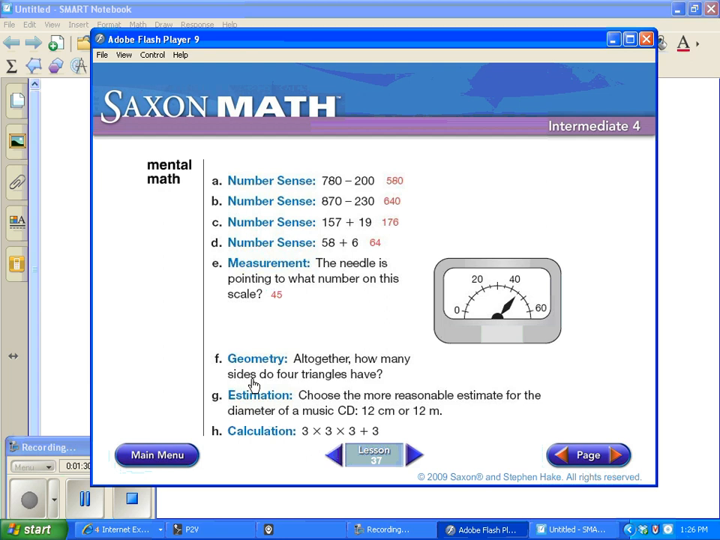Altogether, how many sides do 4 triangles have? Okay, well, each triangle has 3, so 4 times 3 equals 12 sides.